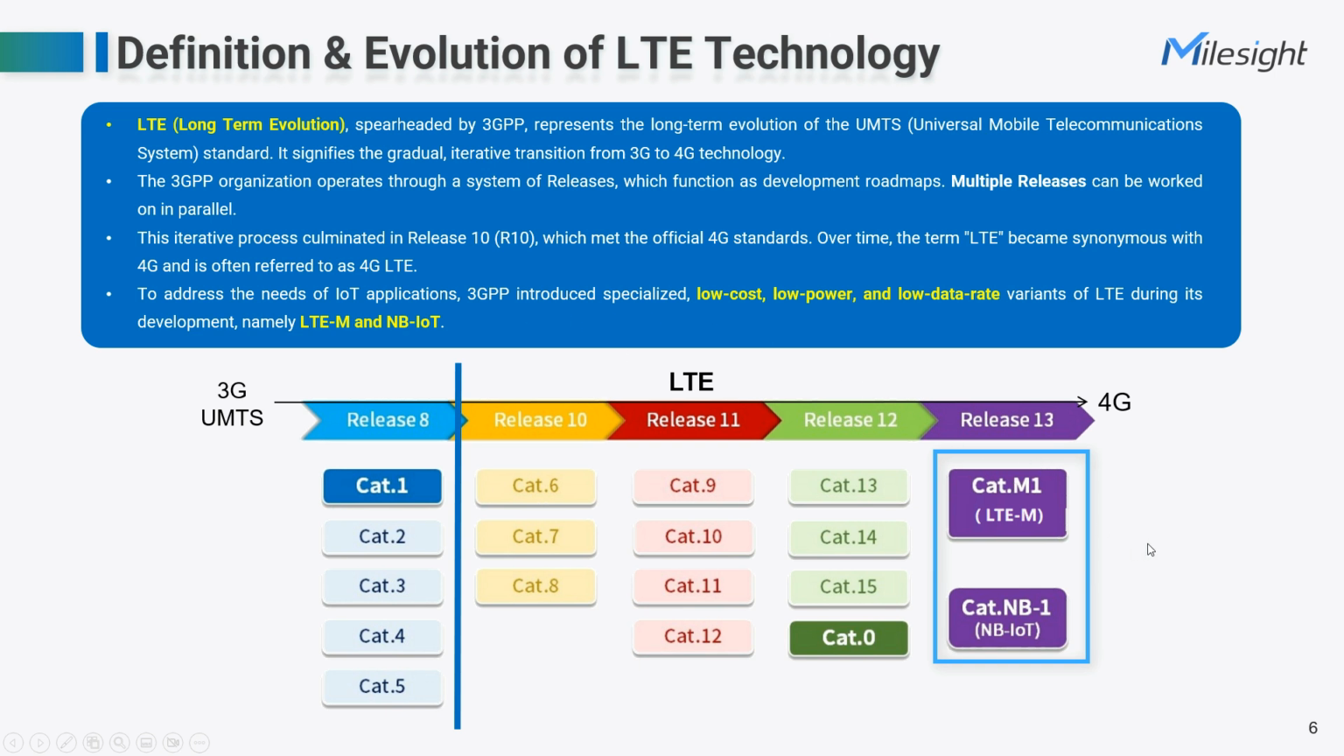With Release 13, the 3GPP organization officially introduced two new cellular technologies built specifically for IoT. They are NB-IoT and LTE-M. These were game changers. They were designed from the ground up to be low cost, low power, and to handle that low bandwidth data that so many IoT applications need. That was the moment cellular truly opened its doors to the massive world of IoT.